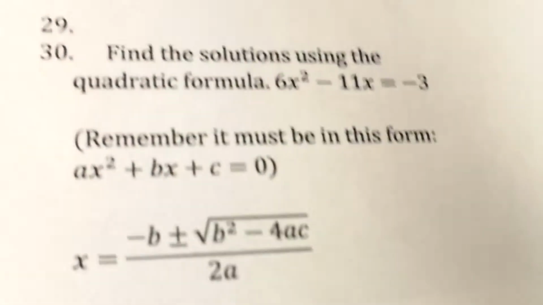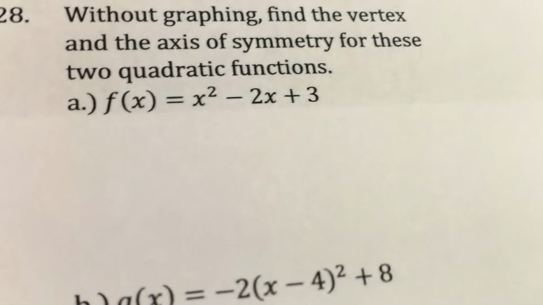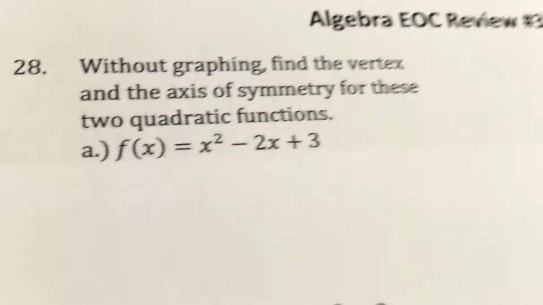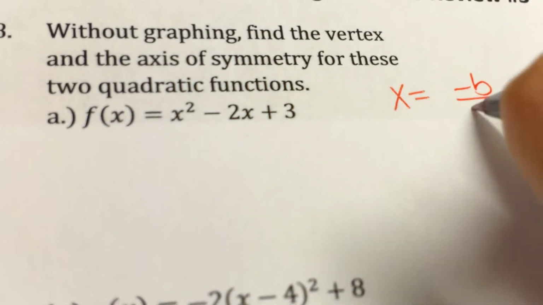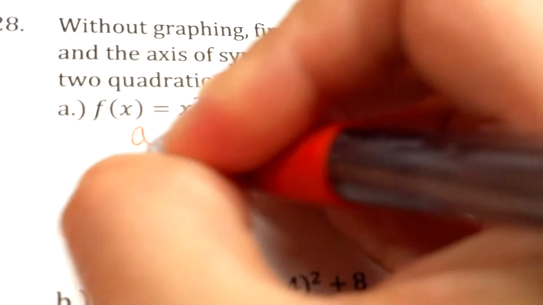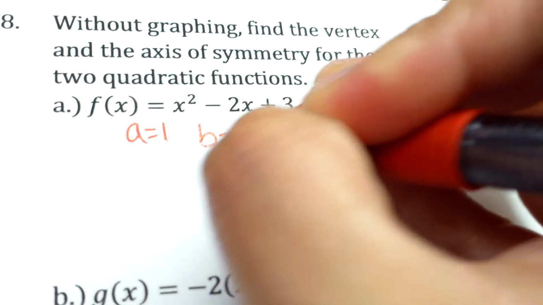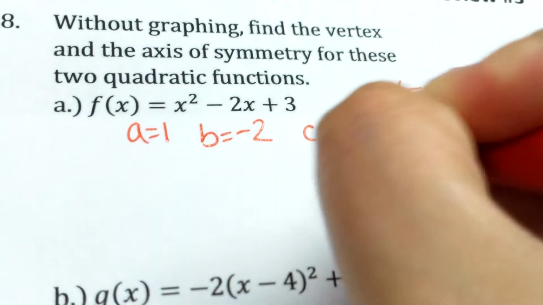All right, let's go ahead and do another one. Once again, finding the vertex and the axis of symmetry. Let's find the axis of symmetry. The axis of symmetry is x equals -b over 2a. My a is 1, the number in front of the x squared. My b is -2, and my c is 3.